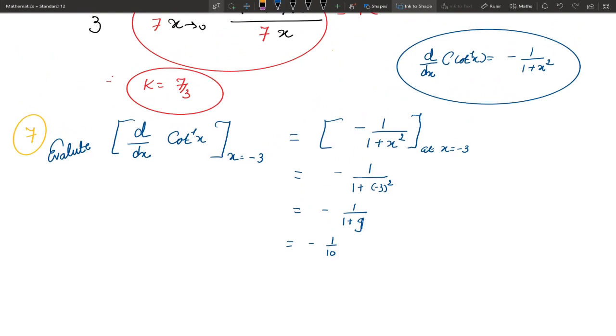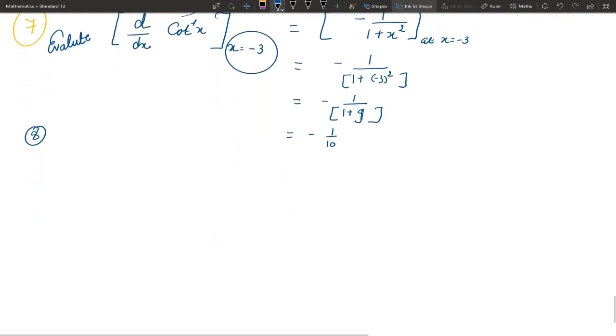Again note that the derivative of cot inverse x is minus 1 upon 1 plus x square, evaluated at x equal to minus 3. So put x equal to minus 3, take the value and simplify. So it will be minus 1 upon 1 plus 9, which is minus 1 upon 10. We take one more example.